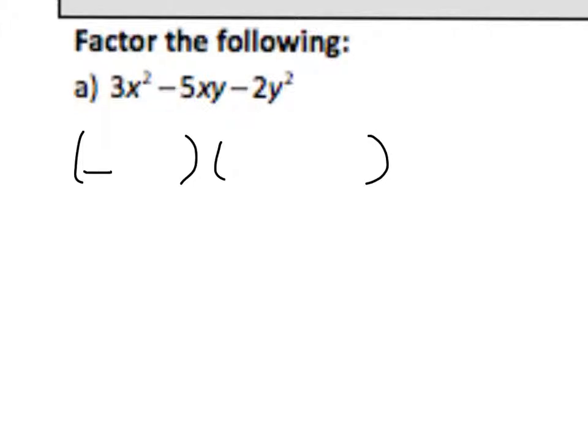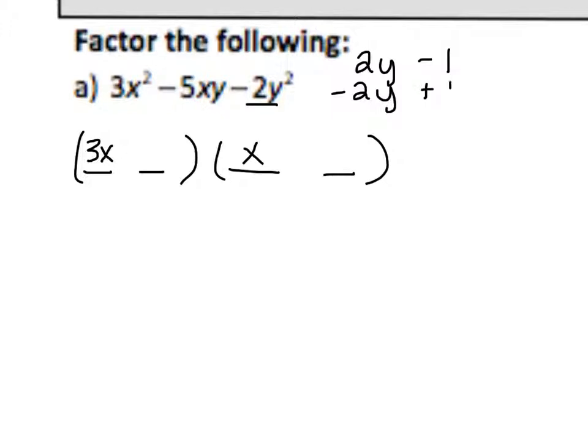So my first terms I've got to multiply to get to 3x squared. Really my only options are 3x and x. My last two terms I've got to multiply to get to negative 2y squared. My only options here are positive 2y and a negative 1, or negative 2y and a positive 1. Both have y's on the end. So what we're going to do is just guess and then check the middles.